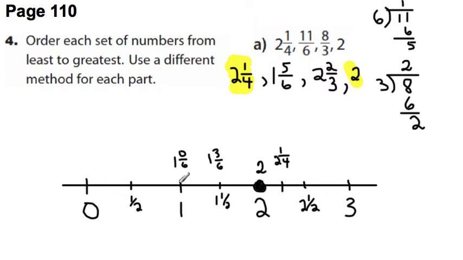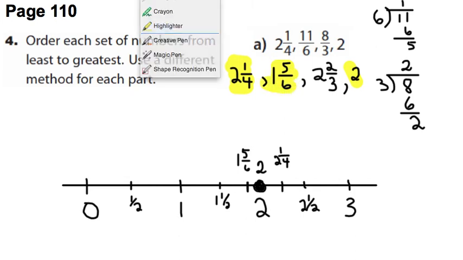So I know that this is 1 and 0 over 6, this is 1 and 3 over 6, and that this is 2. So 1 and 5 over 6 has to be closer to 2 full than to 1 and 3/6. So I'm going to put 1 and 5/6 there. And again, I am going to erase that because I just use them as guides. I know it's closer to 2 than to 1 and 3/6. It does not have to be exact. I get my highlighter out and I know I'm done with that one.